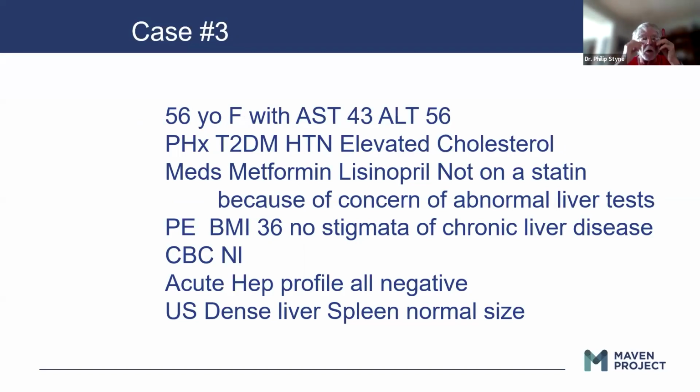And okay, so here's a 56-year-old female, mildly abnormal transaminases, type 2 diabetes, hypertension, elevated cholesterol. She's on metformin, lisinopril, not on a statin because her primary thought, because of abnormal LFTs, they didn't want to start a statin. Her physical exam shows a BMI of 36, no stigmata of chronic liver disease. CBC is normal. Acute hepatitis profile, all negative. Ultrasound, dense liver, normal spleen. Next slide.